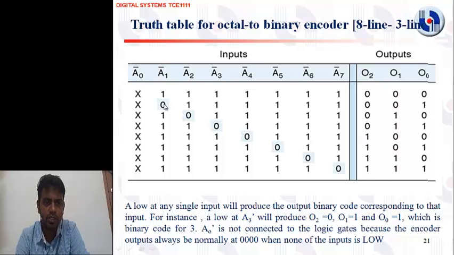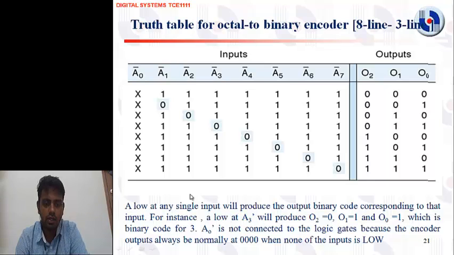If one of the inputs is low, then for that particular condition the output is generated, like 0, 0, 1. For the third case, we can see A2 is given as a low signal. Then for this particular condition, we are generating 0, 1, 0. Likewise, for particular conditions, we are converting a particular data. That's why we are using encoders.